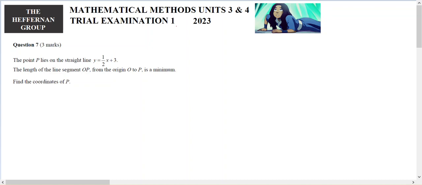Question number 7 is a maximum minimum question. We actually want the minimum distance of a line segment. So I need an equation for the distance. I need to take the derivative and set it equal to 0. I need to solve for x and then answer the question.